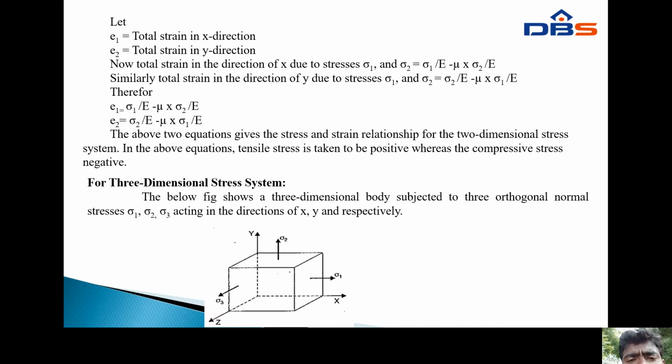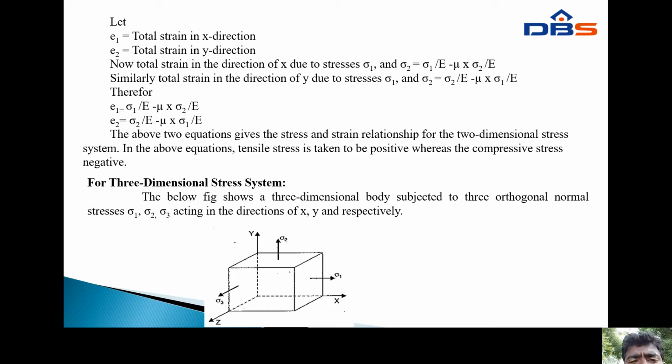The above two equations give the stress and strain relationship for the two-dimensional stress system. In the above equations, tensile stresses are taken to be positive, whereas compressive stresses are negative.